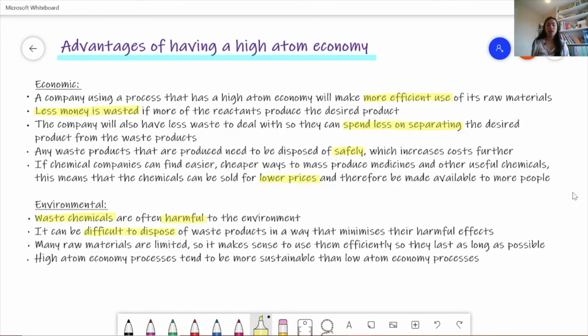Many raw materials are limited, and so it makes sense to use them efficiently so they last as long as possible. And high atom economy processes tend to be more sustainable than low atom economy processes because we use these raw materials for a lot longer before they run out.